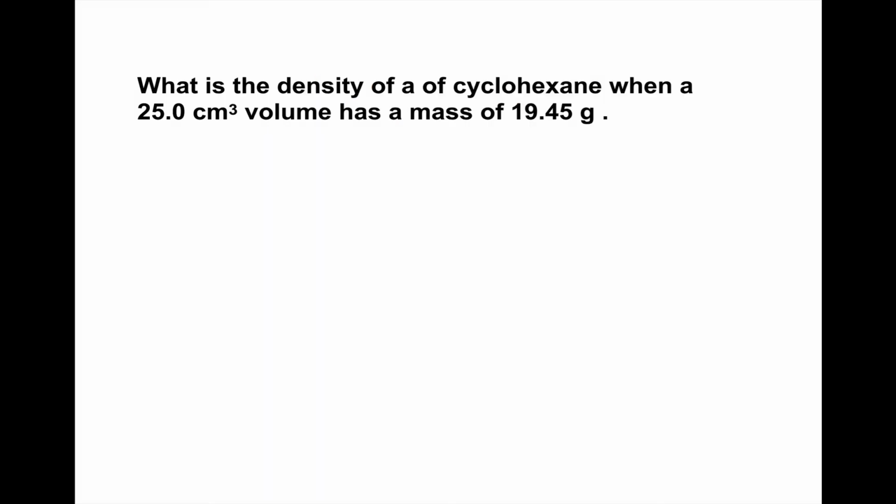What is the density of cyclohexane when a 25.0 cubic centimeter volume has a mass of 19.45 grams? So density is mass over volume. So we take grams divided by the volume. I got a 4 sig fig number being divided by a 3 sig fig number, so my density is in 3 sig figs.